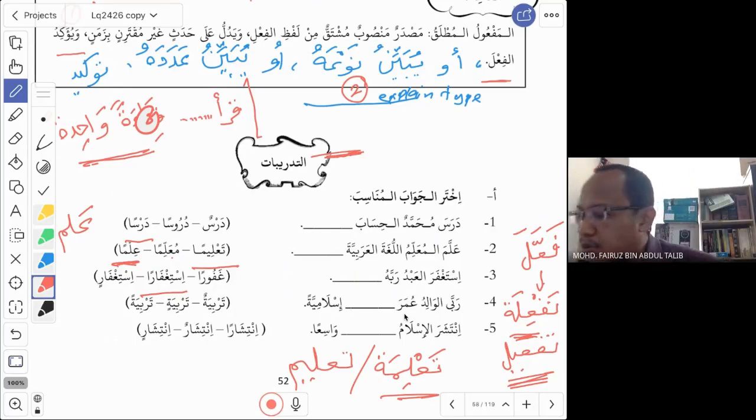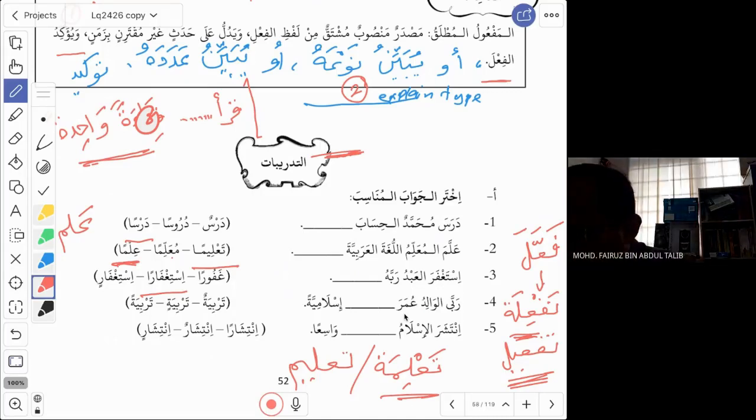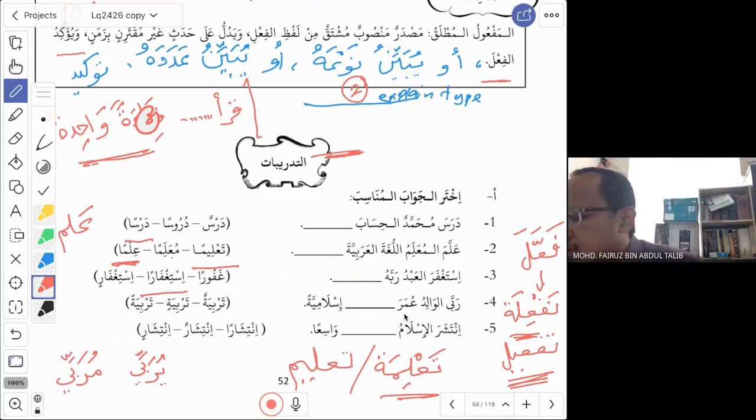Number 4. Rabba al-walidu umara. Rabba means he has educated. Rabba, yurabbi, fi'il mudhari. Yurabbi. Murabbi, the person, the educator, we call him murabbi. So Rabba is the fi'il. Al-walid, the father. So the father has educated Umar.